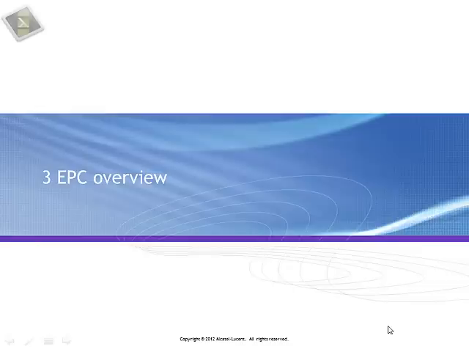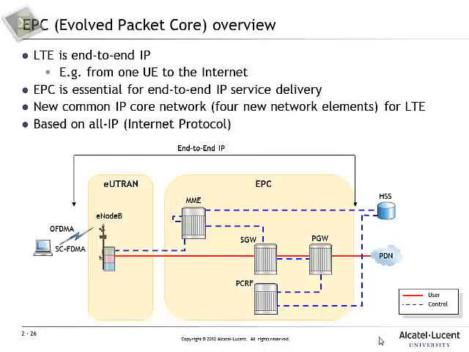So the third part of this session looks at EPC, or Evolved Packet Core. As we've already mentioned, LTE is an end-to-end IP technology. So all the way from UE to the internet, the layer 3 protocol is IP, and we have routers within the core networks to route the packets towards the external networks.